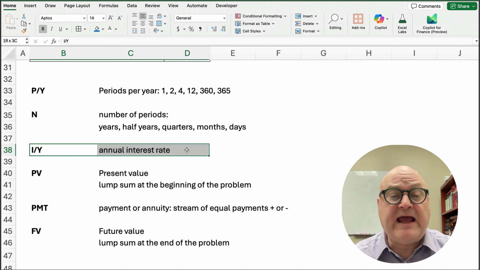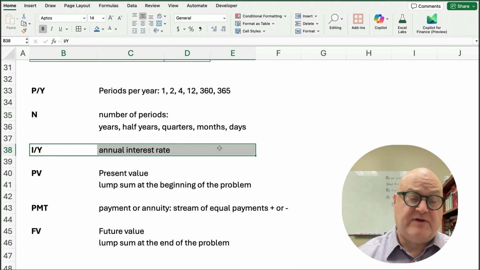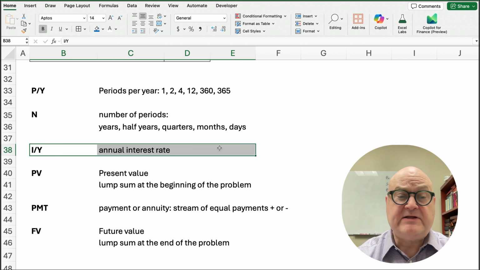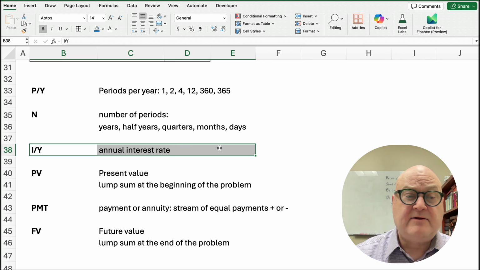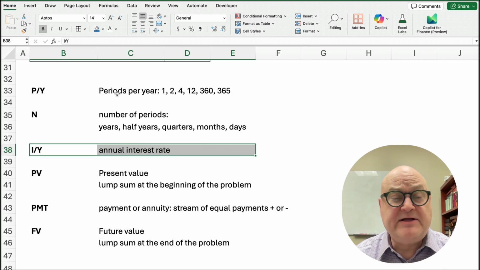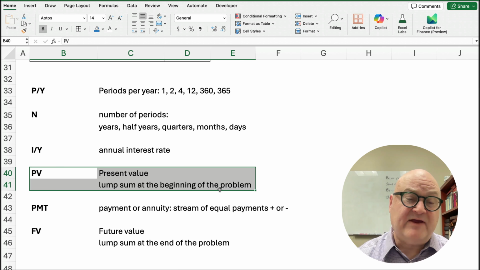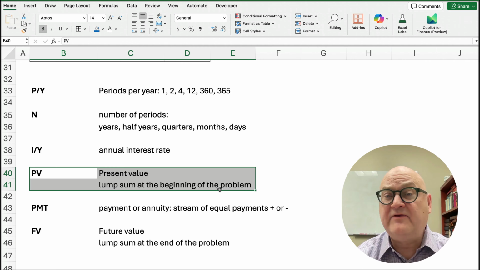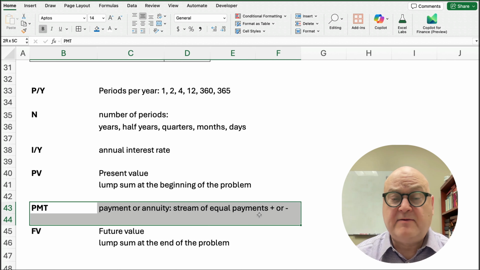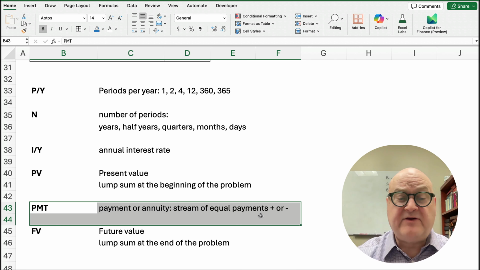We're going to put in the annual interest rate. So if you have a car loan for 8%, then you plug in 8. The periods per year is 12, and the number of periods would be 60. The present value is a single amount, or what we call a lump sum, at the very beginning of the problem. And then along the way there might be a payment that comes through as either positive or negative.